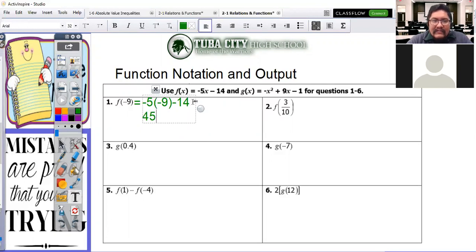So 5 times 9 is 45 minus 14. And 45 minus 14 is 31. So I have been able to solve this entire thing. So f of negative 9 equals 31. So again, my input is negative 9. My output is 31. So again, this toaster says if I put in negative 9, I will get 31 out of it. Okay, maybe that doesn't make a whole lot of sense.